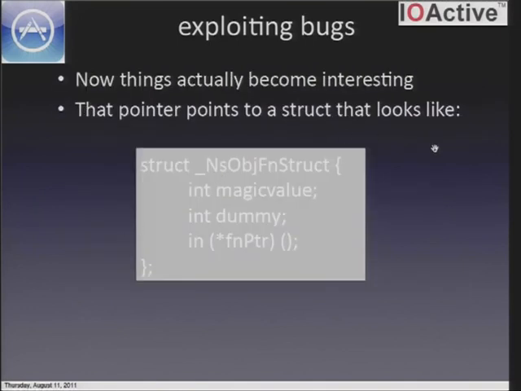Once we get there, things actually get interesting because it points to another structure, and I'm sure this isn't the right name. It's just what I figured it might be. And this structure contains 3 things. It contains a magic value. It contains some dummy value, of which I have no idea what it is, and it contains the actual function pointer.